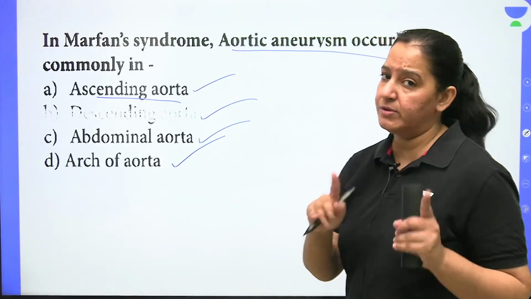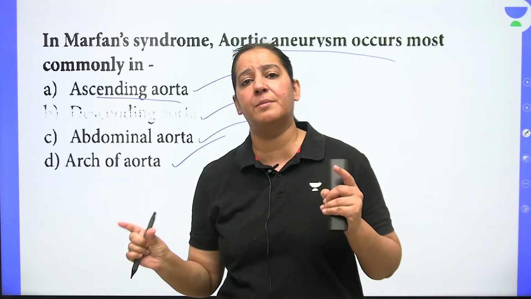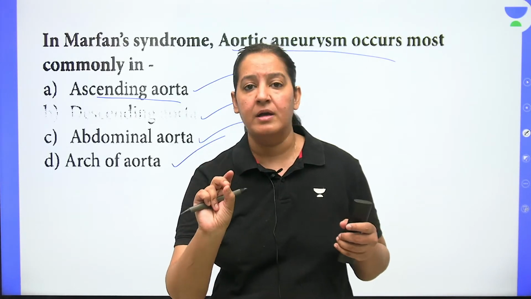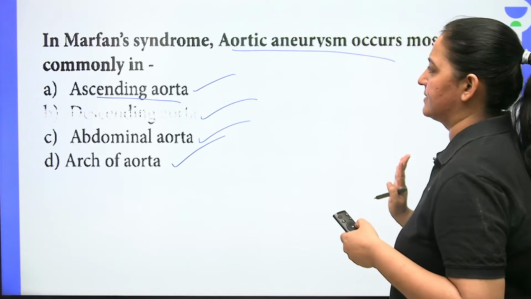So when I teach aneurysm to the students, I always draw the diagram and tell you the causes of aneurysm in various portions. So in ascending aorta, there are two causes: syphilis and Marfan. So Marfan causes it in the ascending aorta, not arch, not descending. That is all as far as this is concerned.